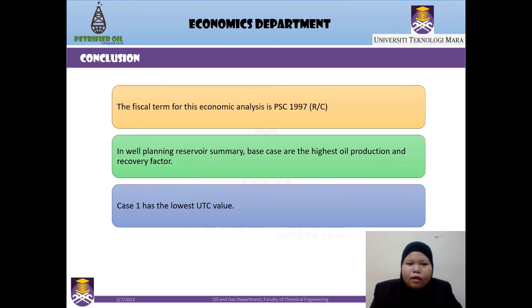In conclusion, the fiscal term that we chose for the Glamour Merah field is the PSC 1997 revenue over cost. Next, in the well planning reservoir summary, the base case has the highest oil production and recovery factor. And the last one is the project cost estimation, where case 1 has the lowest UTC value, which indicates less cost incurred to produce oil. However, to have a better economic analysis, we need to do the economic model, which is still in progress.